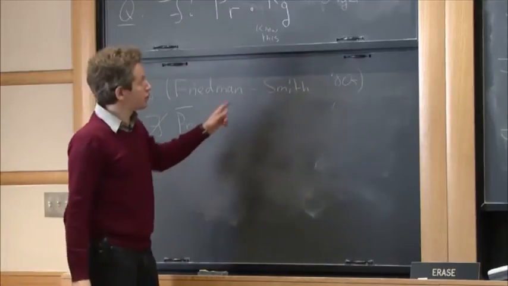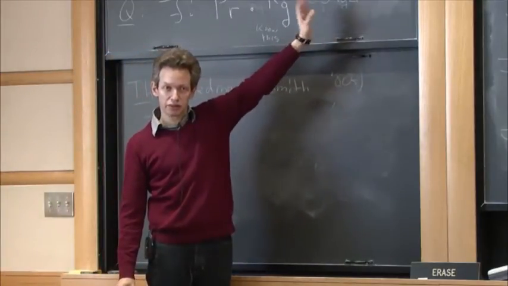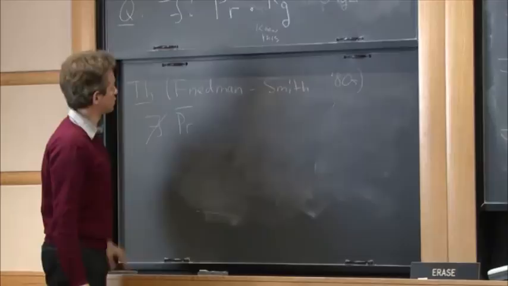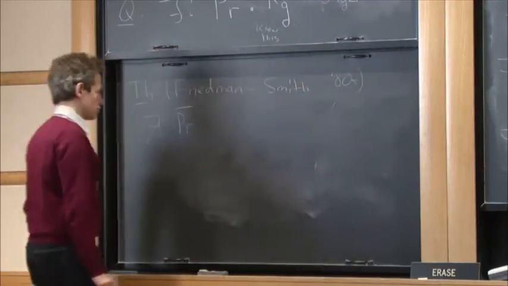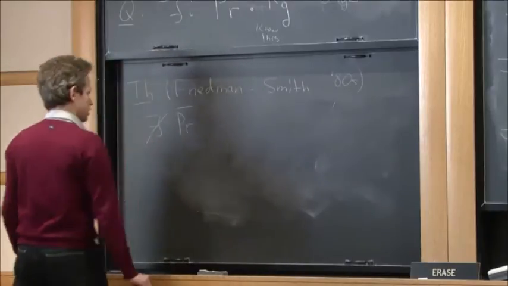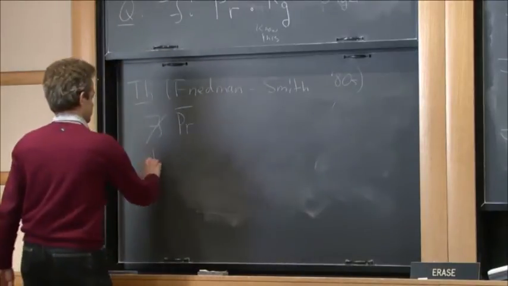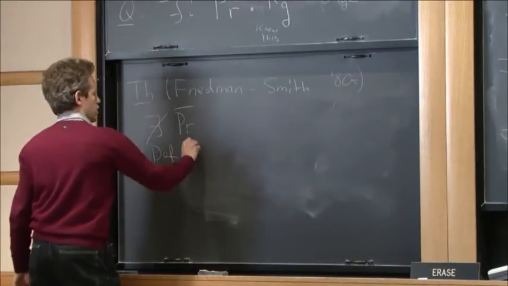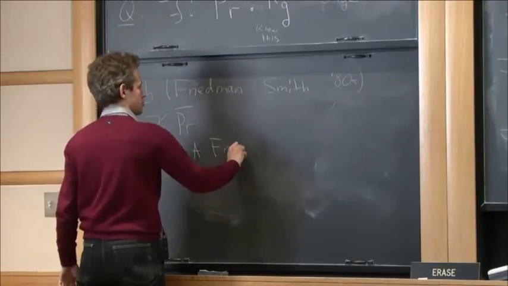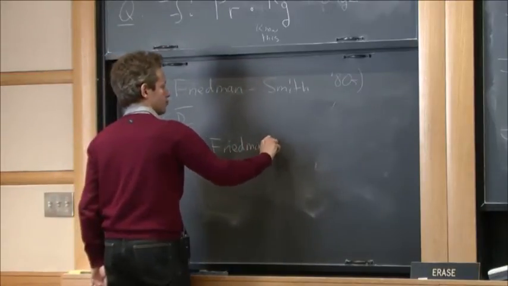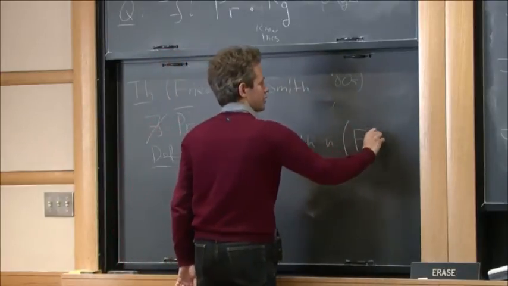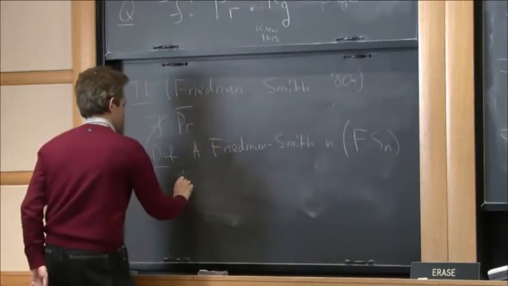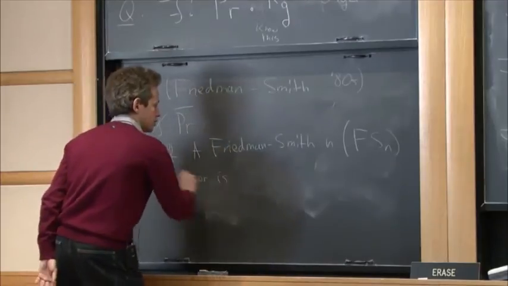Of course, this is a ridiculous theorem. I haven't told you how to compactify. I can always blow up and resolve. But what I mean is that for any reasonable toroidal compactification, there is no such extension. Why is that the case? Well, definition. Friedman-Smith N, I'll write FSN, cover is something that looks like that.